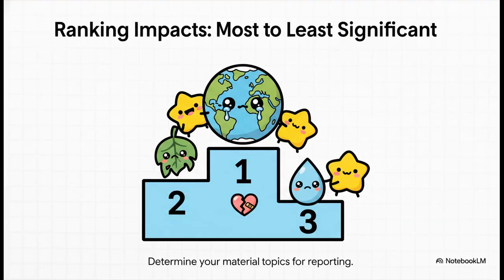The main goal here is pretty simple. It's all about ranking. You're going to take your whole list of assessed impacts and just line them up, from the most significant right at the top down to the least significant at the bottom. This ranking process is what brings real clarity and helps you focus.